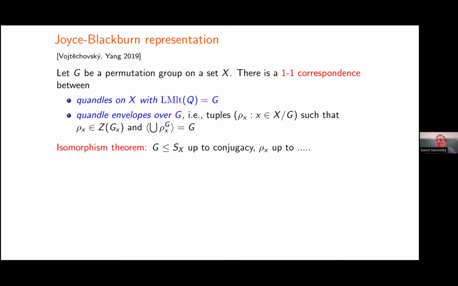And most of the results that I mentioned actually did not use this framework. The authors usually figured out some more or less ad hoc version of that. So the way I'm going to explain it is taken from a paper by Petr Wojciechowski and Sangyop Yang, who realized that a lot of these results had something in common and formulated the Joyce-Blackburn representation the way I'm explaining it.